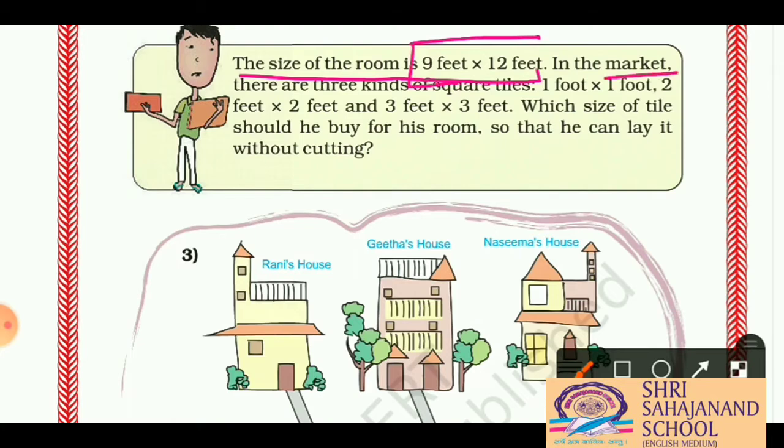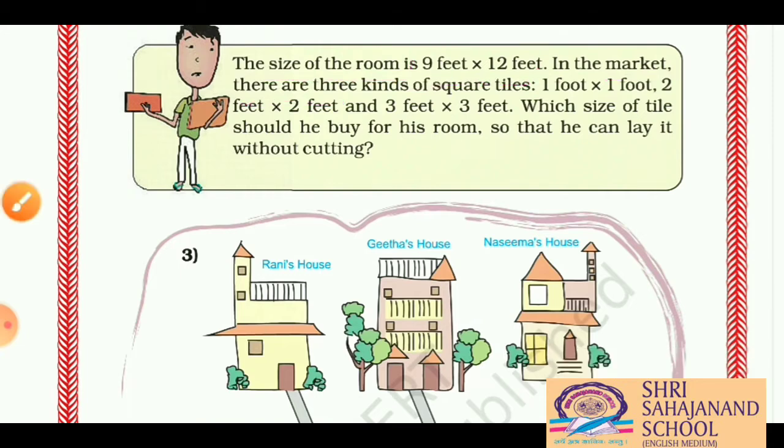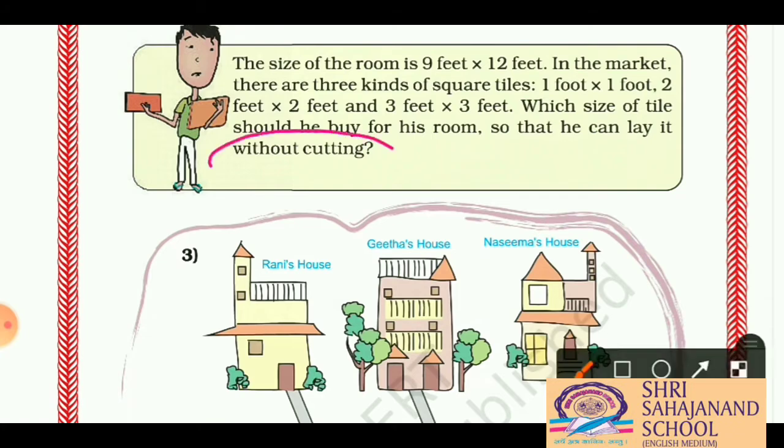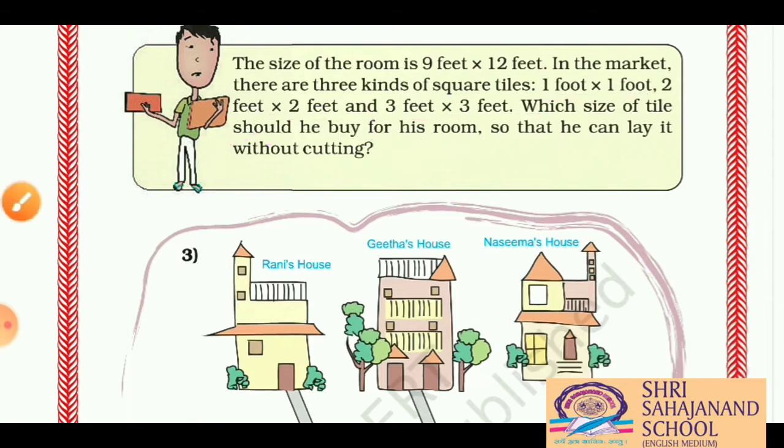In the market there are 3 kinds of square tiles: 1 by 1 foot, 2 by 2 feet and 3 by 3 feet. Which size of tile should he buy for his room so that he can lay it without cutting? One thing you have to understand here is that we have to lay the room without cutting. For that we have 3 sizes of tiles in the market: first is 1 by 1, second is 2 by 2 feet and third is 3 by 3 feet. Now let's have a solution.